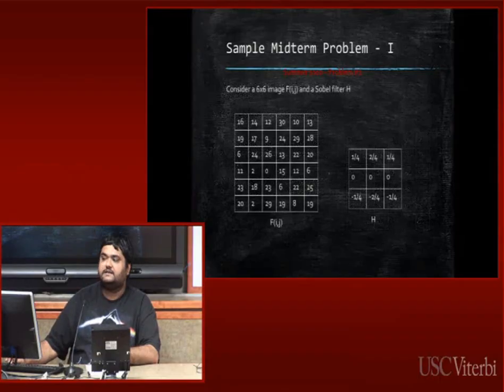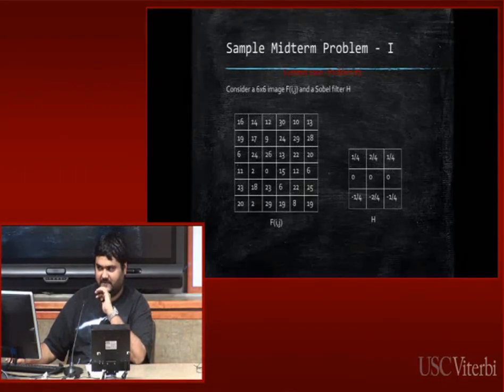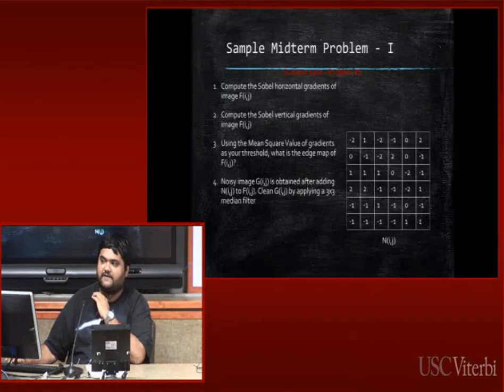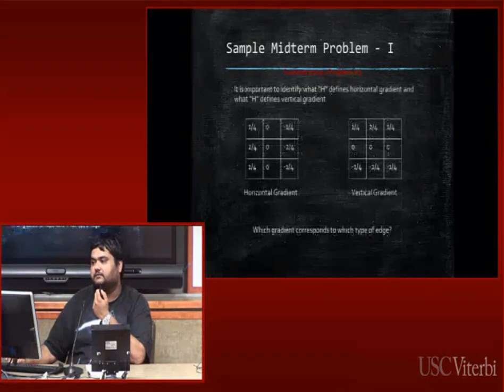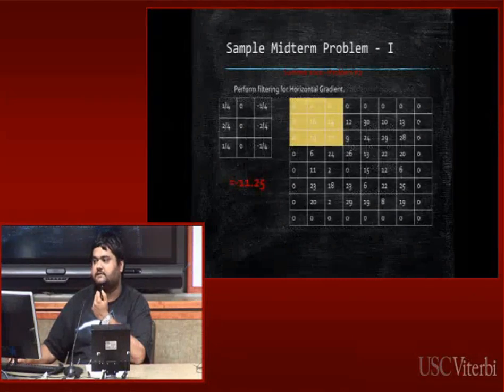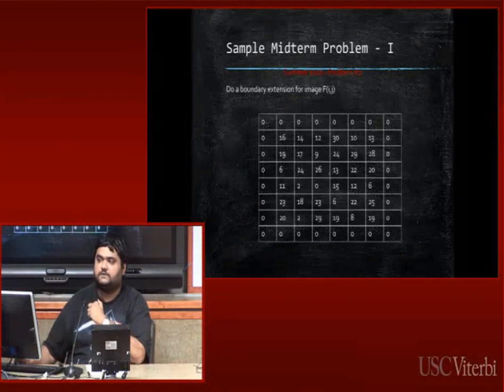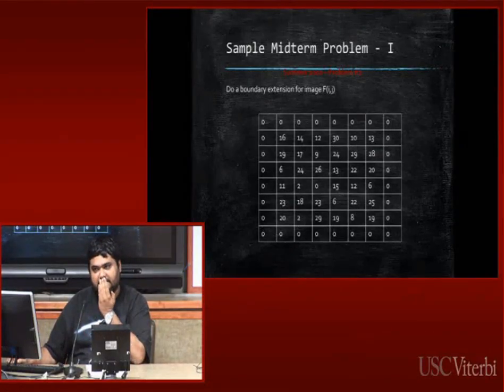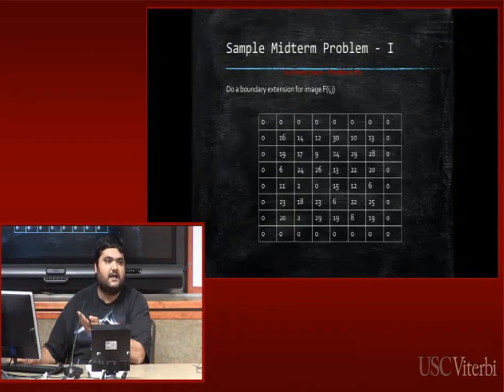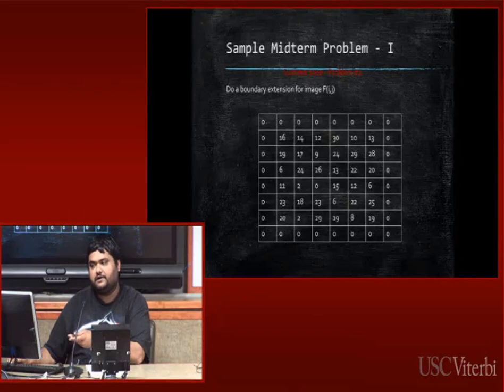Okay, so it's a Sobel filter, so you have to do the Sobel edge detection. First you apply the Sobel mask. So do a boundary extension. In this example, I just do it by zeros. It makes your calculations easier and it wouldn't affect the results as much. So if it is not stated in the problem whether you're supposed to do it by zero or not, just use zero, it'll be convenient.